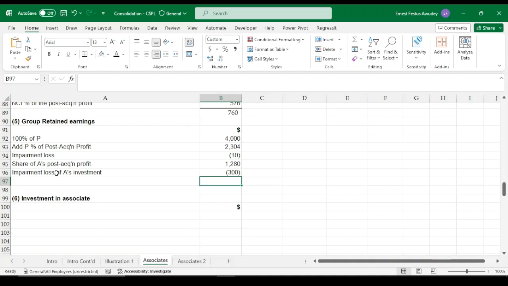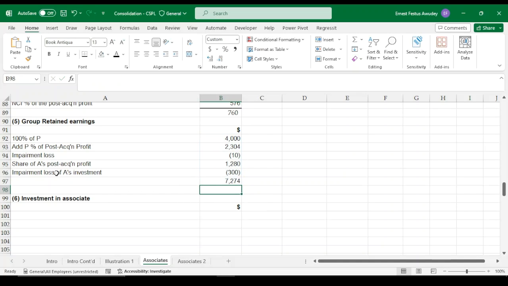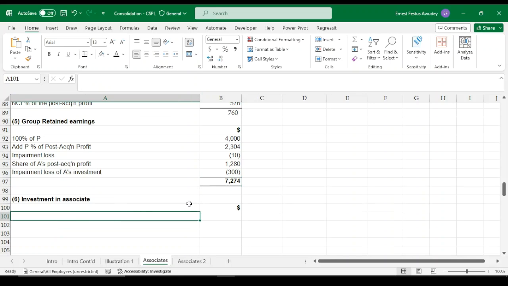Then I'm going to add everything together because I've presented the negatives as negatives, so that I will have my group retained earnings of $7,274. So let me bold that and then also insert my borders right there. Okay, now we have the group retained earnings correctly calculated for us. Now let's look at how to deal with the investment in associates. So first of all, we start with the cost of investment in A.